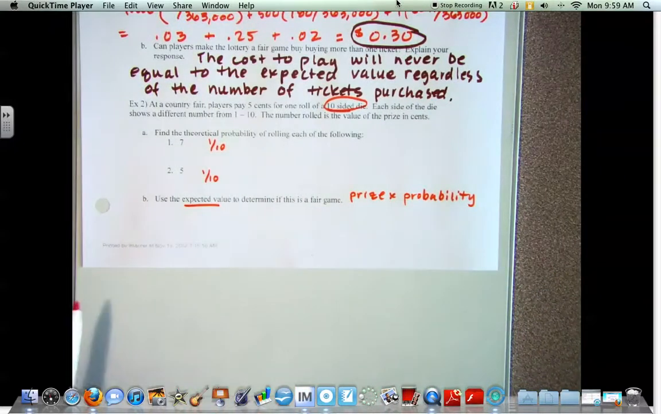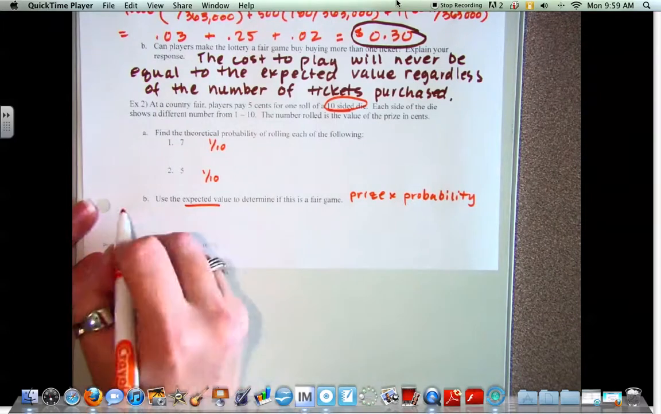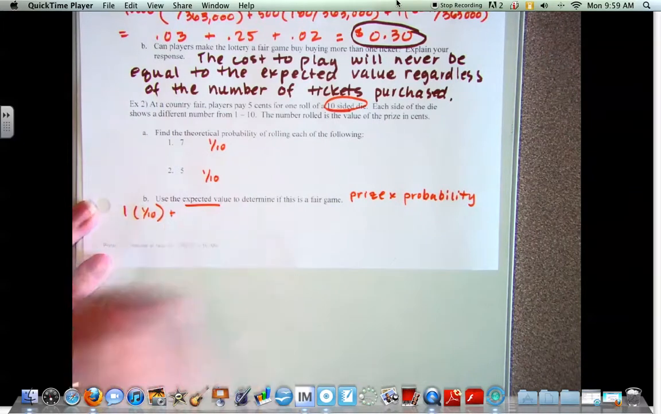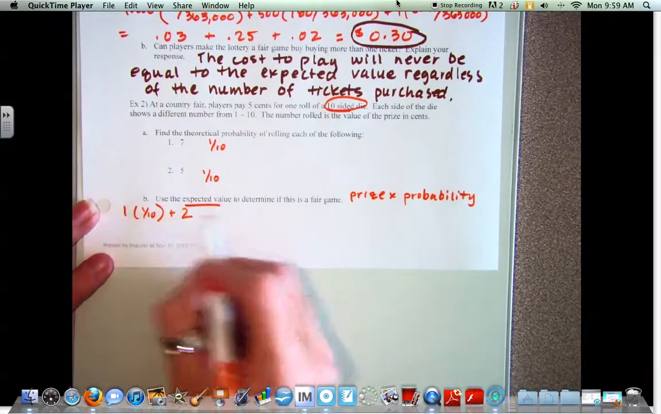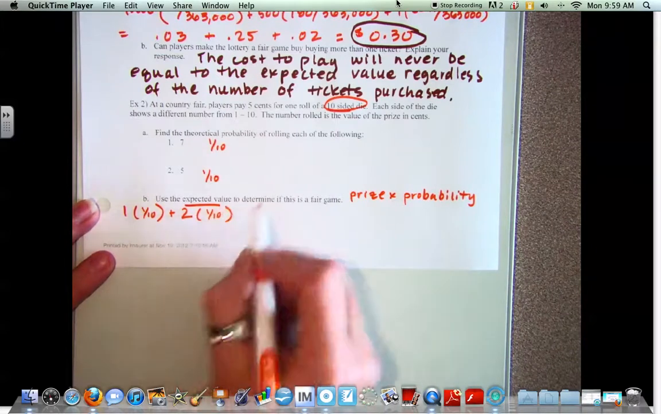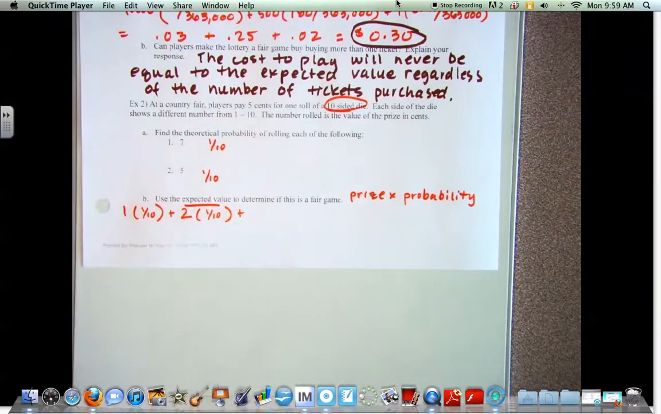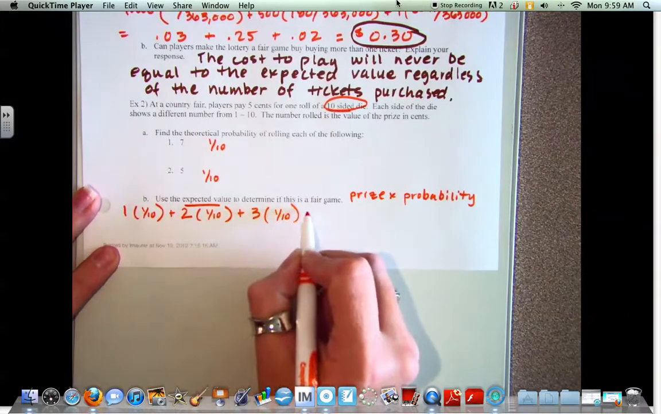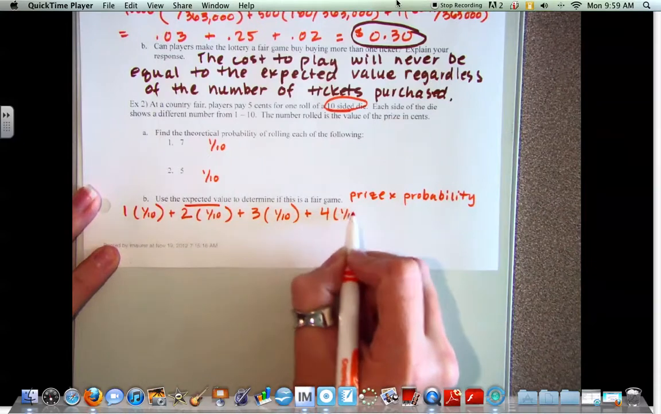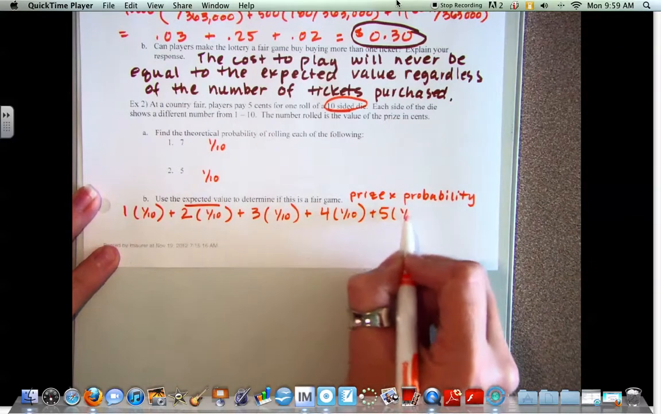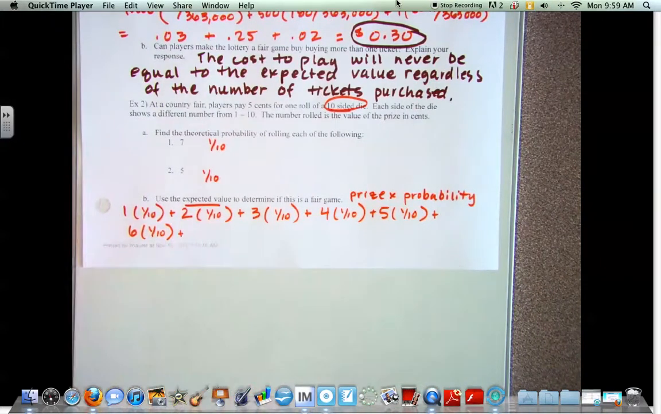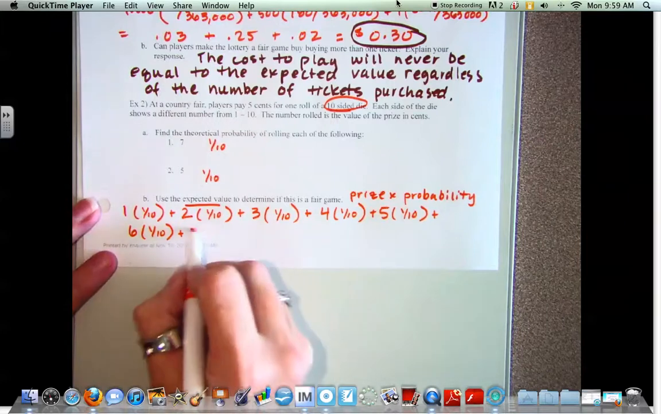So what is the smallest prize we could win? 1 cent. And what is the probability of getting a 1? 1/10. And the next prize that we could win? A 2, and the probability of that, 1/10. And we add that to the next prize, which is 3, and the probability, 1/10. 4, 1/10, 5, 1/10, 6. Oh, I just screwed up. Well, it worked really well.